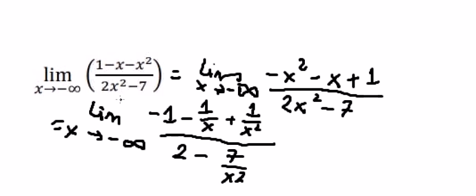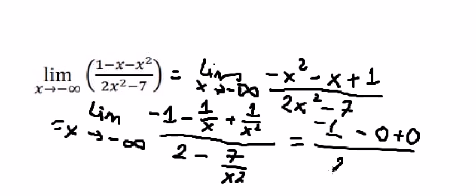We know that 1 over x, 1 over x squared, and 7 over x squared will go to 0, 0 and 0. So you get negative 1 minus 0 plus 0 over 2 minus 0. So you get negative 1 over 2.